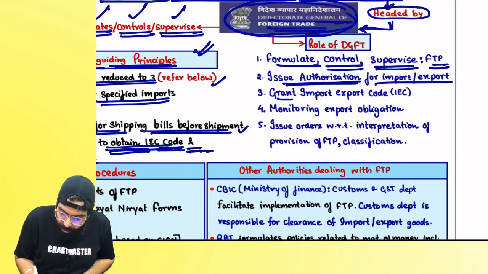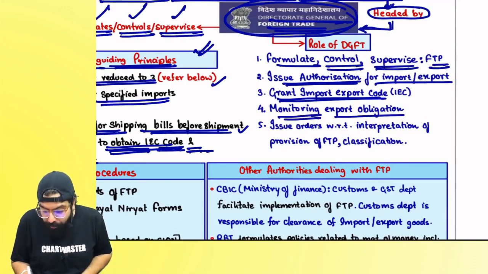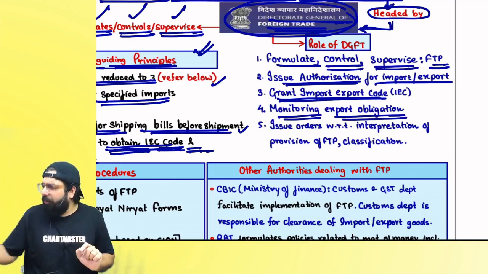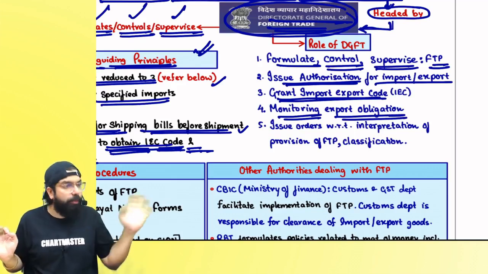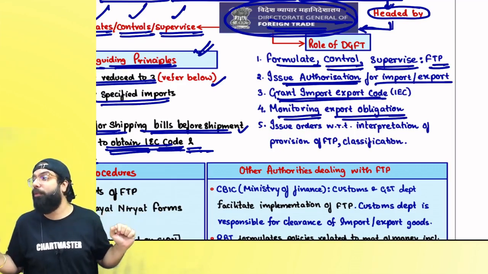Next, sir, grant of import export code. Did I just now show it to you? Sir, you can go online and apply. Sir, monitoring the export obligation. He told, see, you get free capital goods, but you have to export at least, you have to get foreign currency 6 times the duty which you have saved.